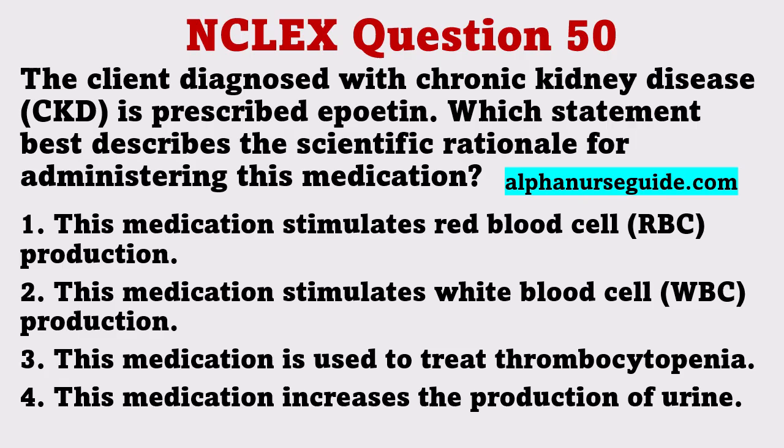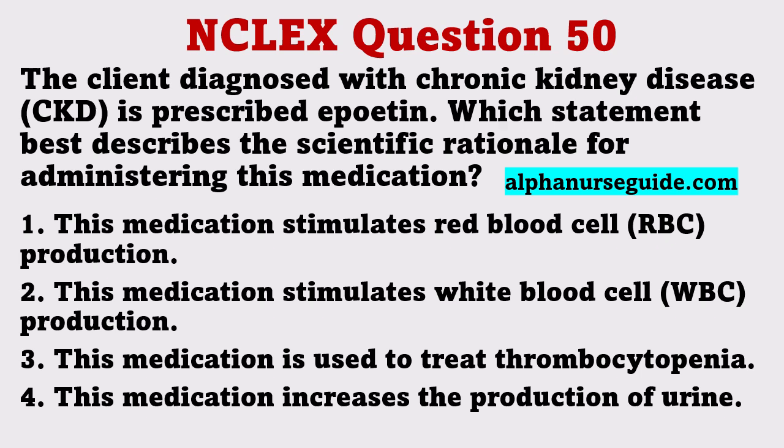The correct answer is 1. This medication stimulates red blood cell production. Epoetin, a biologic response modifier, is a glycoprotein produced by the kidney that stimulates red blood cell production in response to hypoxia. It is prescribed to treat the anemia that occurs in clients diagnosed with CKD.